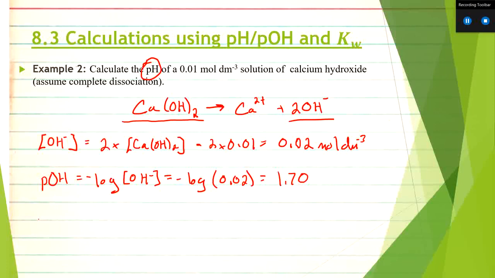Okay, and then we can calculate our pH, which is 14 minus 1.7, which gives us 12.3. Okay, and that brings us to the end of our pH calculations. We'll look at some more complicated ones when we get into the advanced section of acids and bases, but this is it for now.